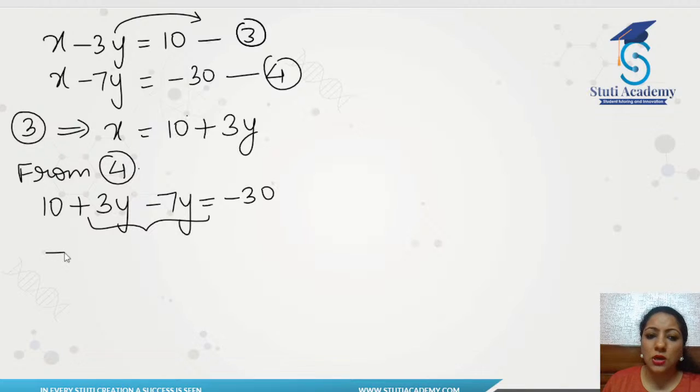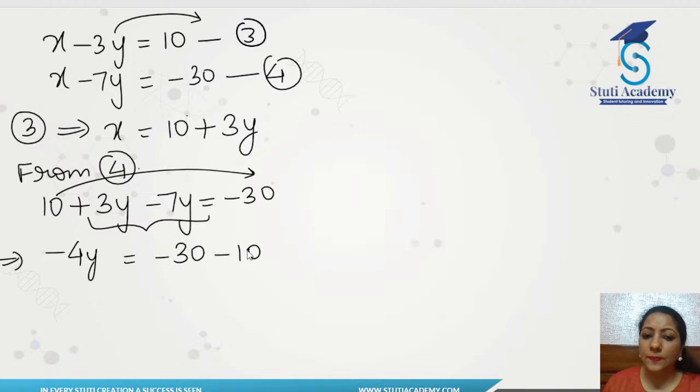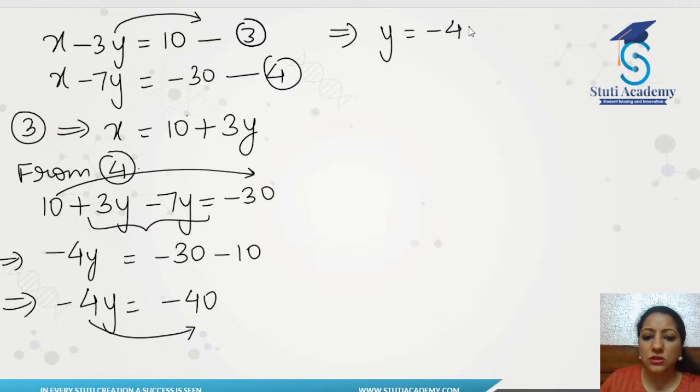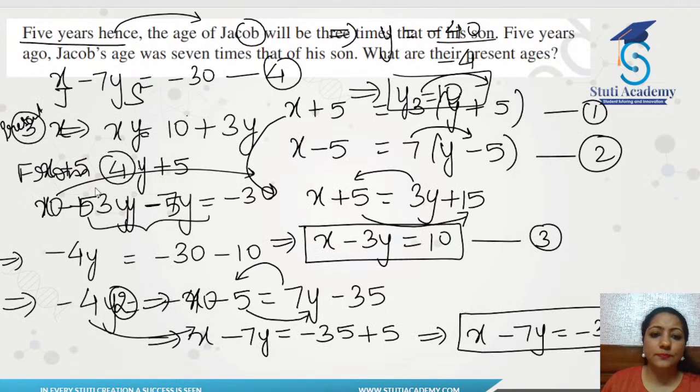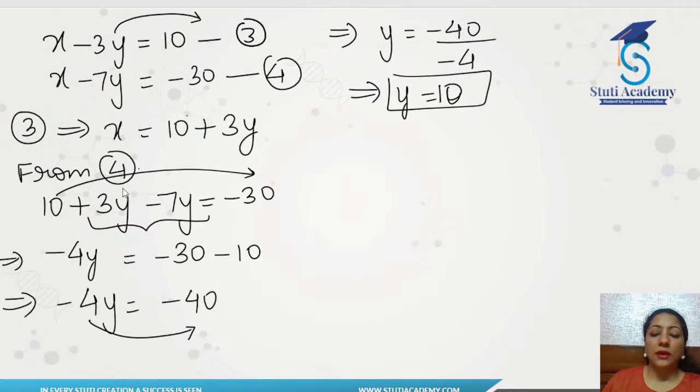So we'll get 10 plus 3Y minus 7Y equal to minus 30. We can combine these two terms. So we'll get minus 4Y. This 10 I'm going to take on the other side. I'll get minus 30 minus 10. And then we'll get minus 4Y equal to minus 40. Now this 4Y we'll take on the right hand side. This will get divided. So we'll get Y is equal to minus 40 over minus 4. That is actually Y is equal to 10. So we've got Y as 10. That means here son's age is 10 years.